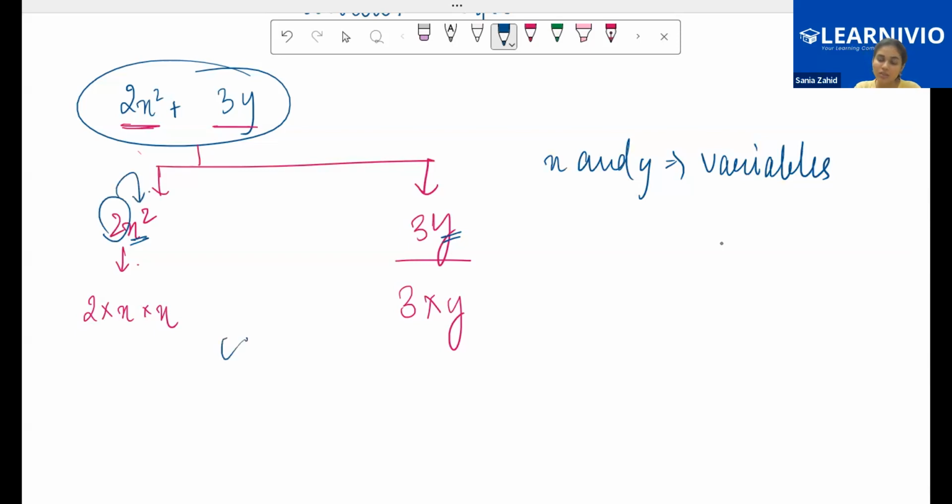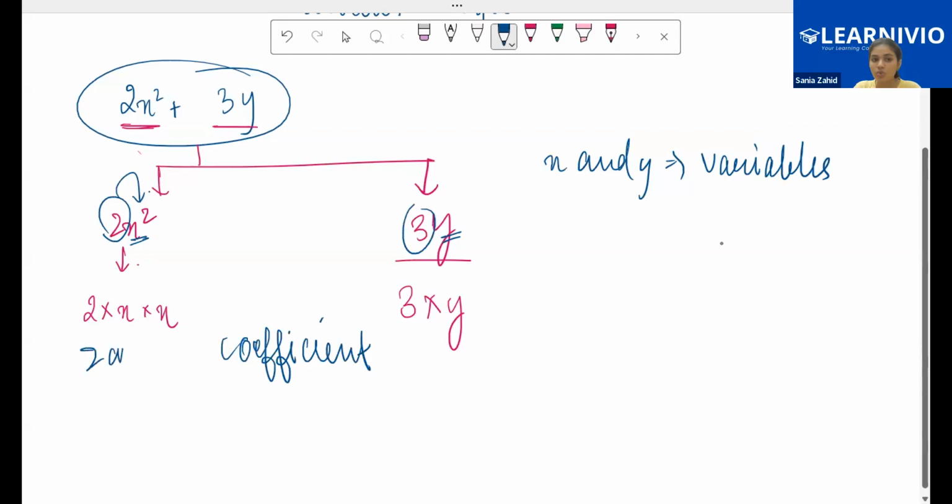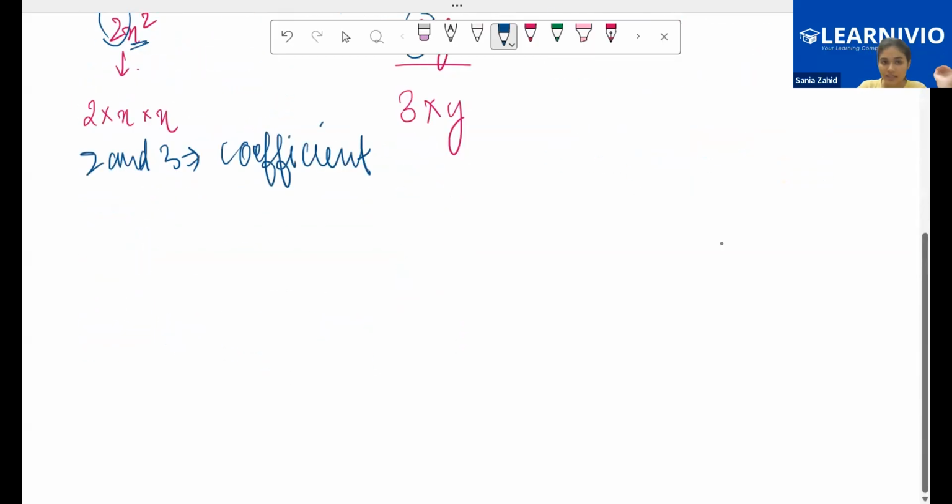And what is 3? 3 is also a coefficient. So 2 and 3 are coefficients. x and y are variables. Now, if you look at these terms carefully, these have letters also with them. So that is why they are known as variable terms. If I write an expression like this, 2x square plus 3y plus 10.